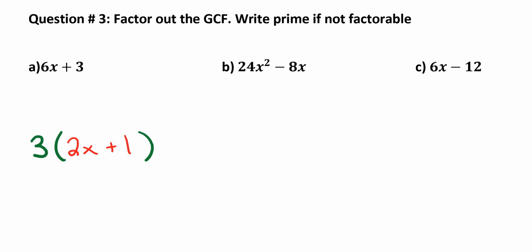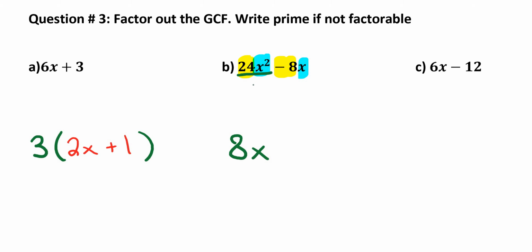Okay, moving on to the next problem here. I have a 24 and a negative 8. So the biggest number that divides into 24 and negative 8 for this particular example would be 8. 8 definitely divides 24 and negative 8. And if I look at the variables here, which one's smaller, x squared or a single x? Well, a single x is smaller, so 8x is my GCF.